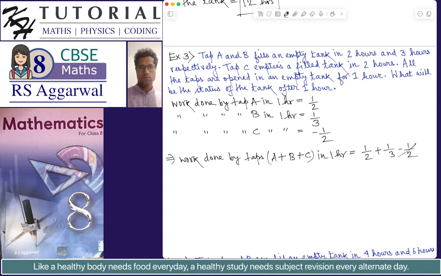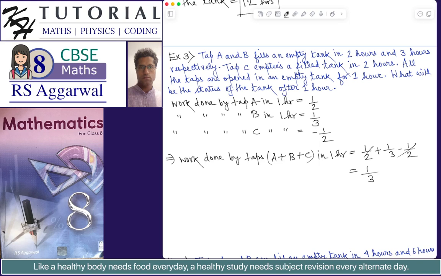So minus half cancels out, and we are left with 1 by 3. Now 1 by 3 is a positive work done, which means that as a net result per hour water is being filled in the tank. So definitely in 1 hour some part of the tank, if not fully, should be filled by water. Okay, so the work done by all the 3 taps in 1 hour is 1 by 3.